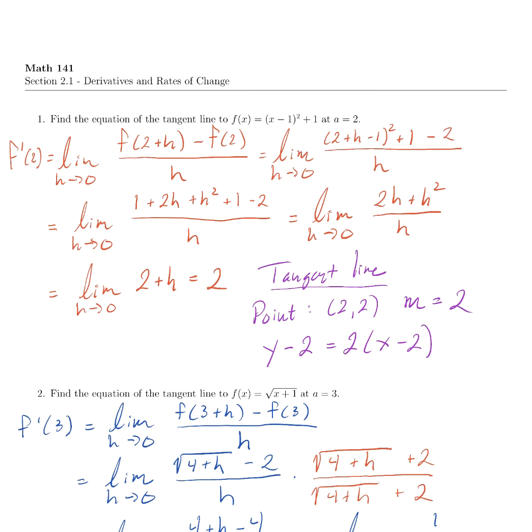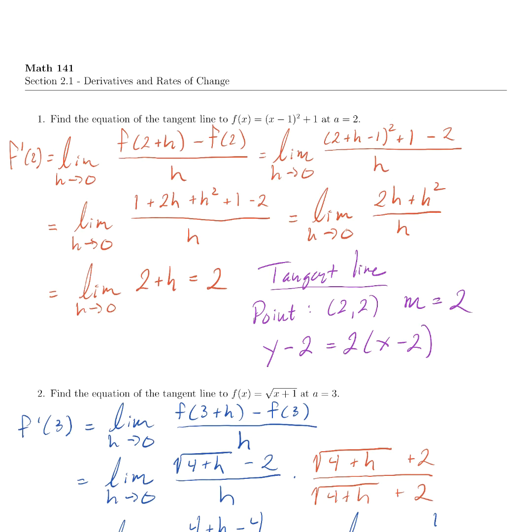Here are the solutions to the section 2.1 activity. The first question says, find the equation of the tangent line to f of x equals (x minus 1) squared plus 1 at a equals 2. So we have to go back to the definition of the derivative that we just learned in the introduction to this section. We need to find that derivative at 2 as the slope of the tangent line, and we also need to find the point that the function goes through at an x value of 2.